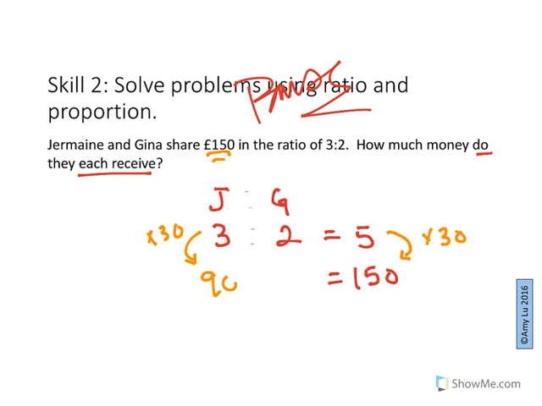So 3 times 30 is 90, and 2 times 30 is 60. So Germaine receives 90 pounds and Gina receives 60 pounds. And 90 plus 60 does add up to 150, so that's how I know I did this correctly. That's it.